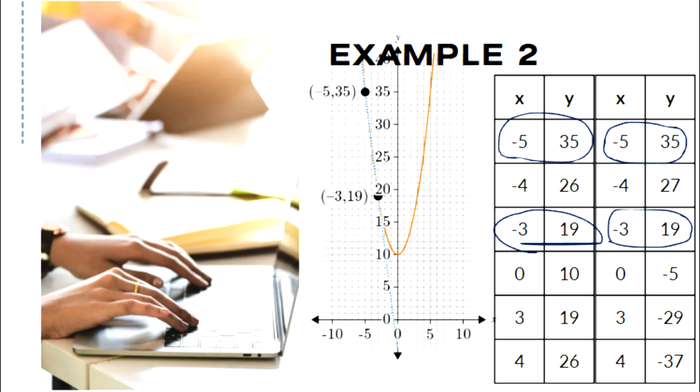So I showed you how to do it with an equation. You can easily do it on a graph. You can look and see on a graph. And on a chart, you just look for the coordinate pairs that match exactly. Okay?